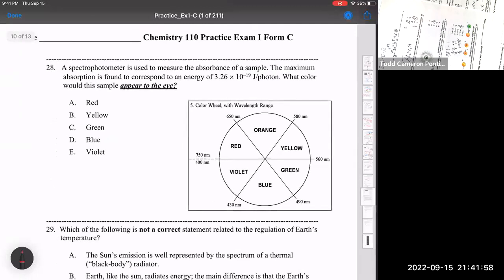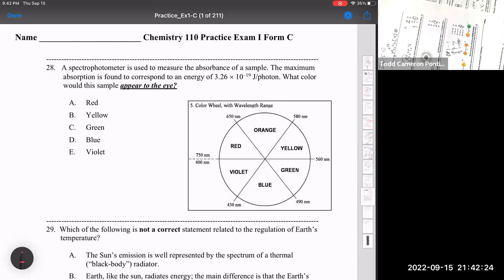All right, 28. A spectrophotometer is used to measure the absorbance of a sample. The maximum absorption is found to correspond to 3.26 times 10 to the negative 19th joules per photon. What color would this sample appear to the eye? All right. Oh, here's our color wheel. So, okay. To answer a problem like this, we need to find wavelength.